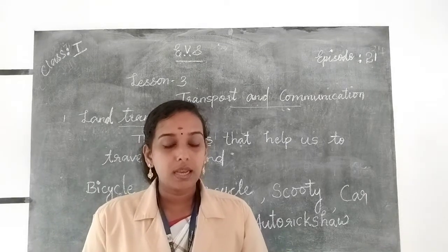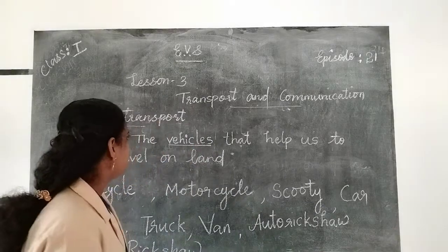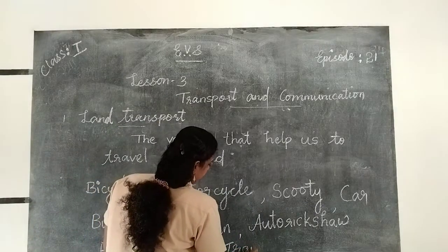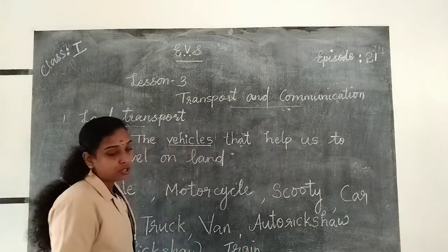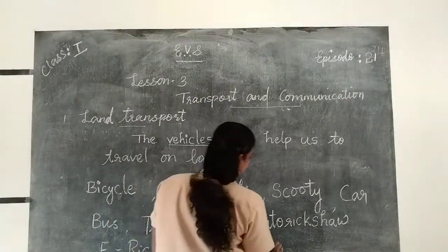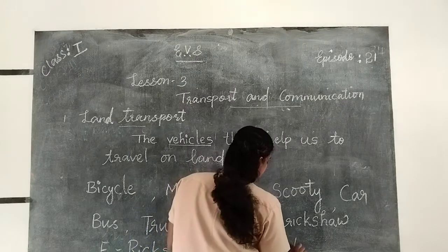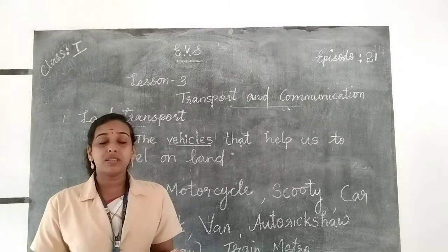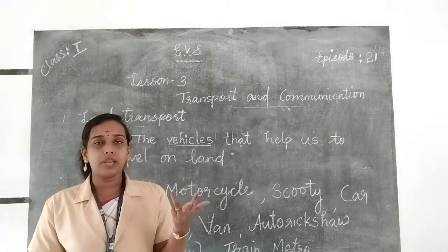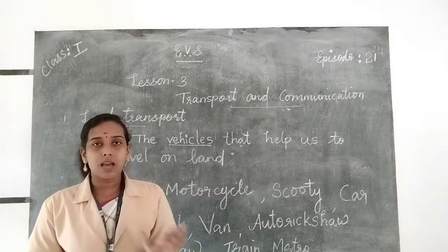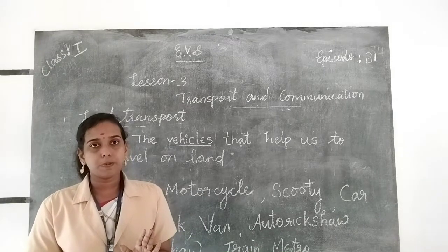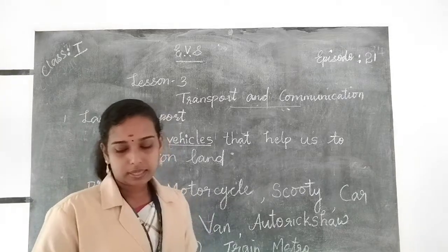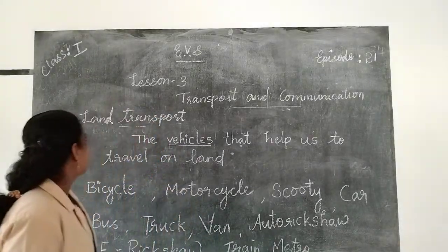So trains, what is the spelling of the word train? T-R-A-I-N, train. Then metro, M-E-T-R-O, metro. They are also means of land transport. And some emergency vehicles like ambulance, police van, fire engines, etc. are also means of land transport because they are found on roads. Okay, so these are the examples for land transport.